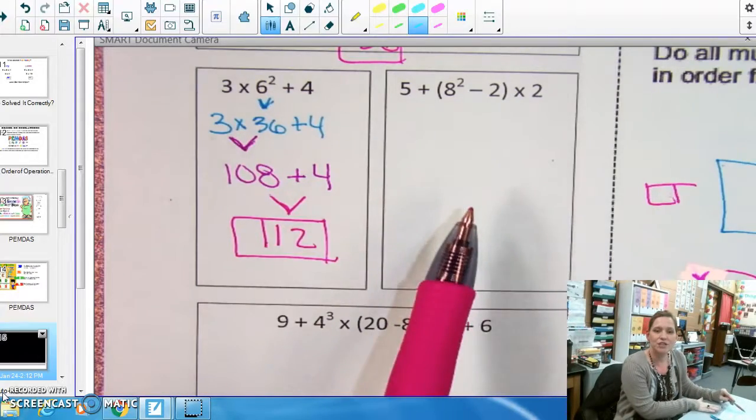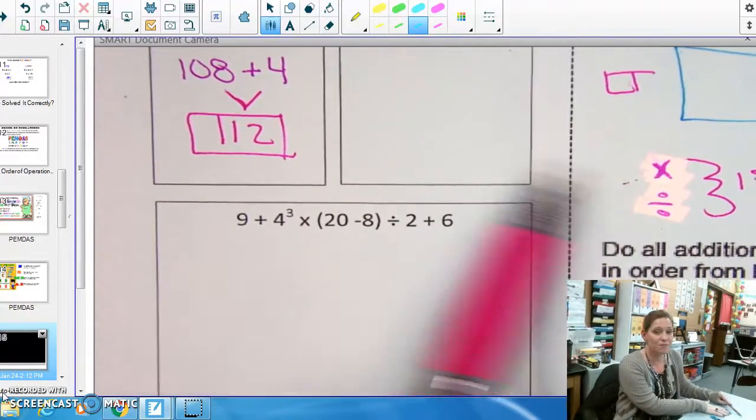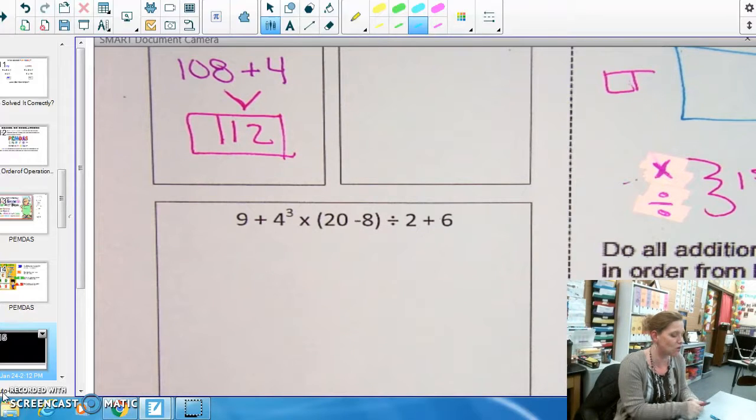All right, so you're going to do this problem and the problem on the bottom. This is a big one, but I know you've got it. You totally can do it. Just take your time, bring everything down, and use your order of operations. Good luck. Talk to you later.